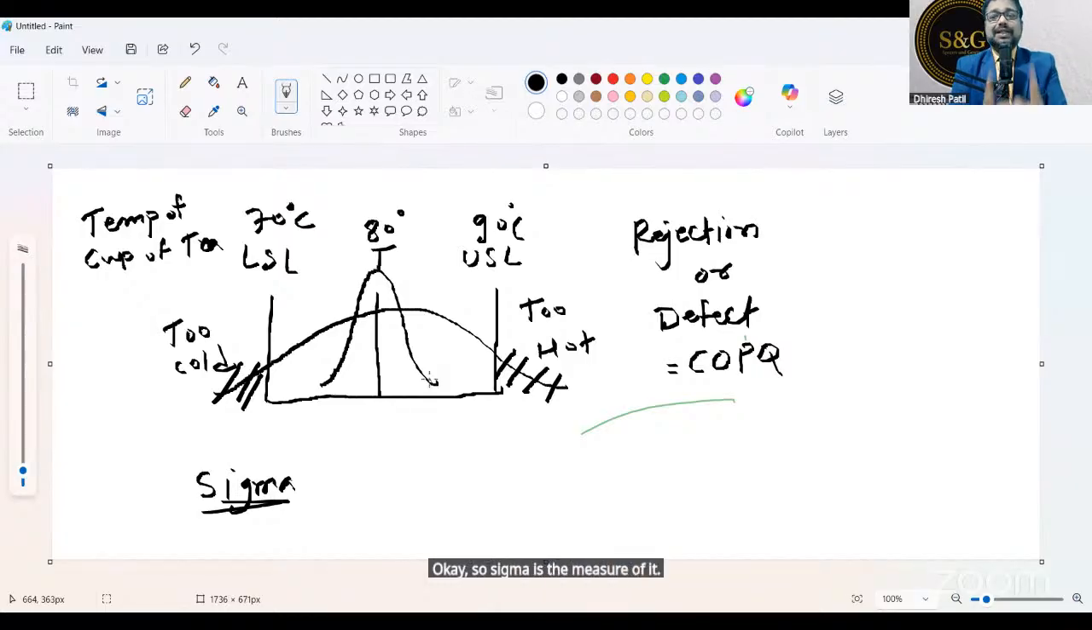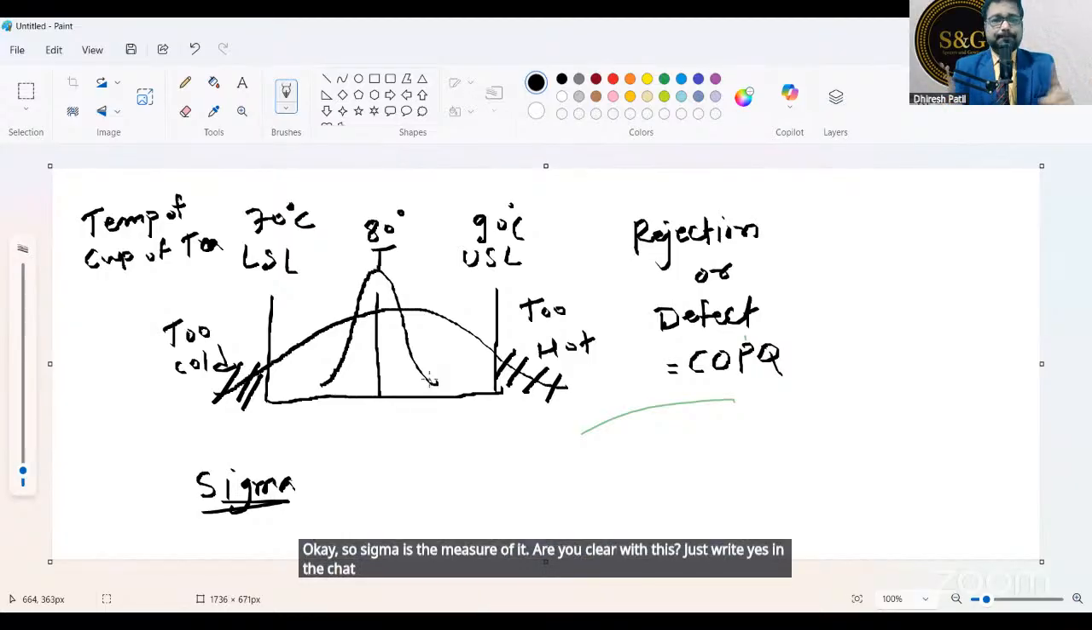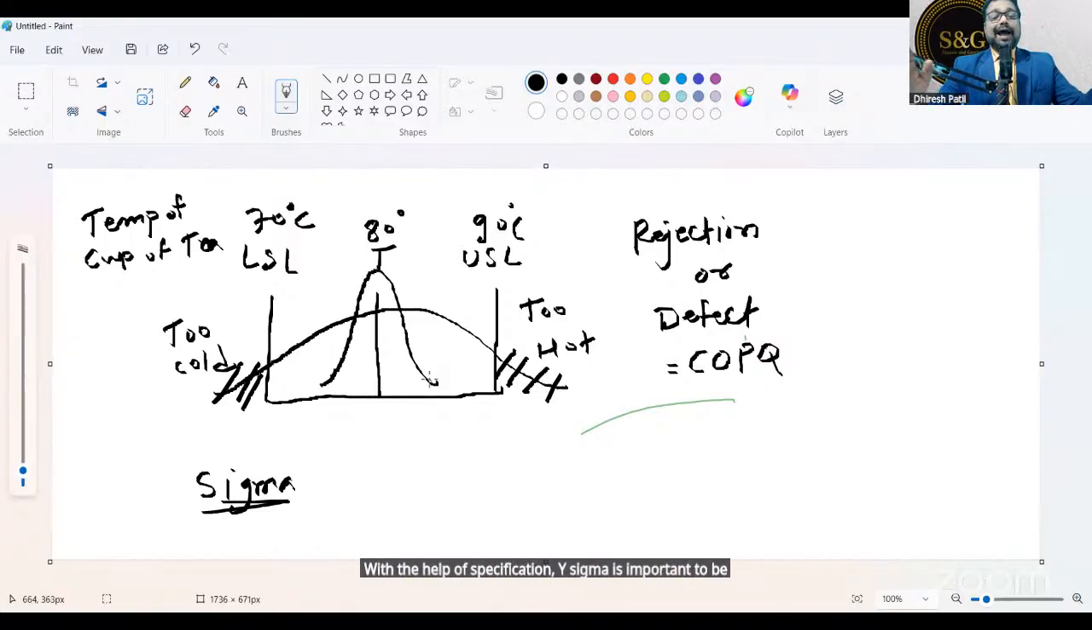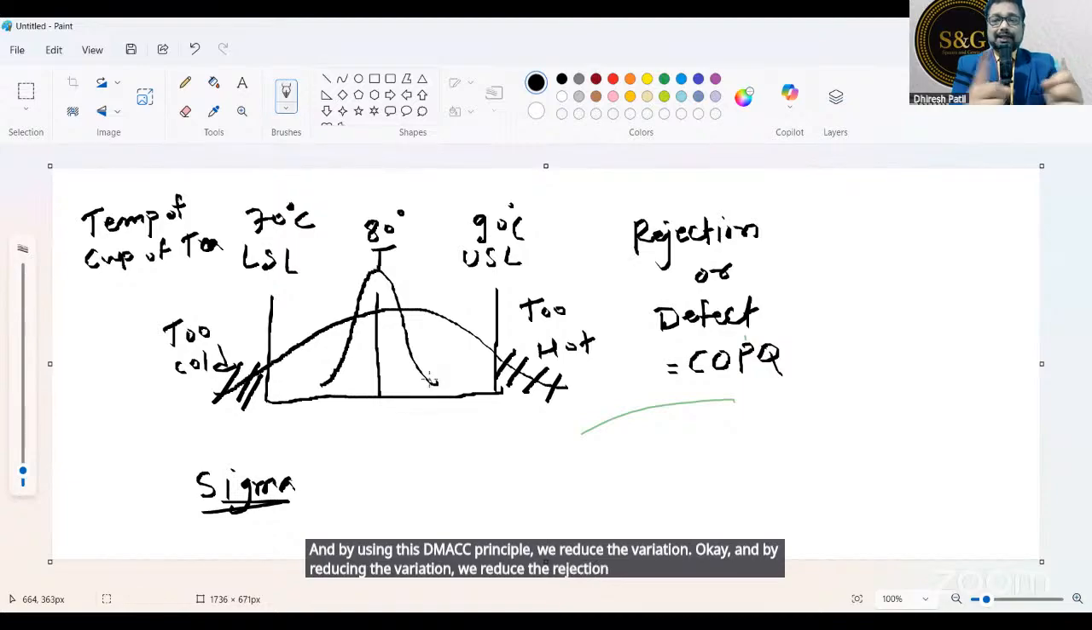Are you clear with this? Just type yes in the chat box. Clear till here? With the help of specification, why sigma is important to be measured, and by using the DMAIC principle, we reduce the variation. And by reducing the variation, we reduce the rejection, and that's how we save a lot of money for our company, for our client.